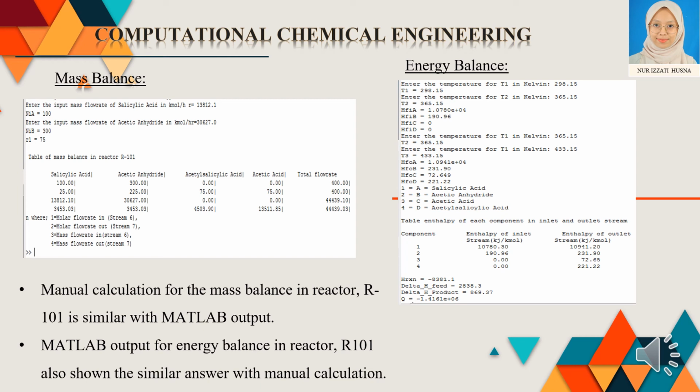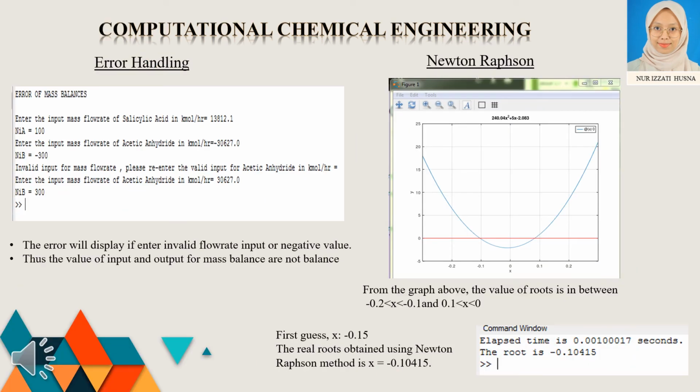For energy balance, firstly we enter the input temperature, which is temperature 1 is 298.15 Kelvin and temperature 2 is 365.15 Kelvin. Then we enter the output temperature, which is temperature 2, 365.15 Kelvin and temperature 3 is 433.15 Kelvin. And finally, the MATLAB output for energy balance in reactor R101 also shows a similar answer to the manual calculation. For error handling, the error will display if an invalid flow rate input or negative value is entered. Thus the values of input and output for mass balance are not balanced, so we need to input again with a positive value.